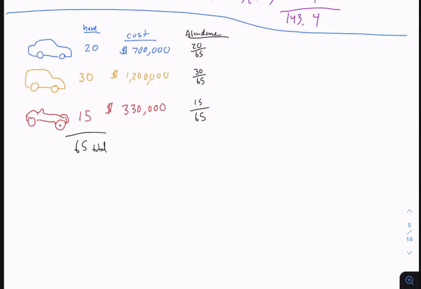So the abundance is pretty straightforward to figure out, right? Your sum of your abundances should equal 1. Okay? All right. So now I need to find out what the average cost of each of these varieties is. So, average cost per car. I'm just going to take the dollars that I paid of that variety and divide it by the number of cars I have of that variety. Right? So this is going to be 700,000 divided by 20. And here I will calculate it out.